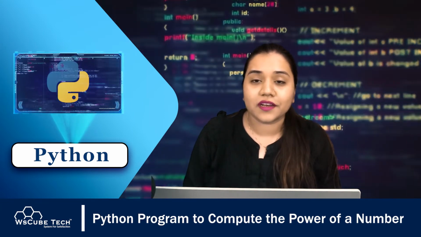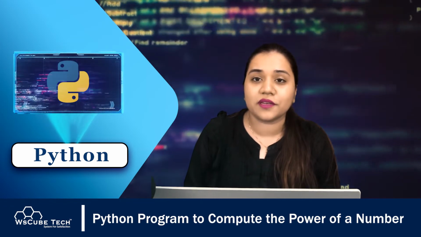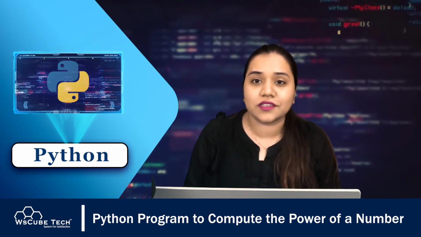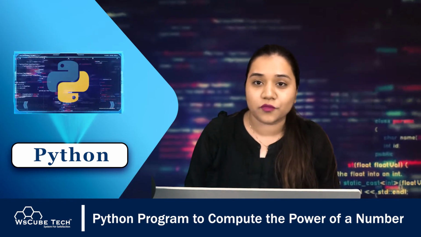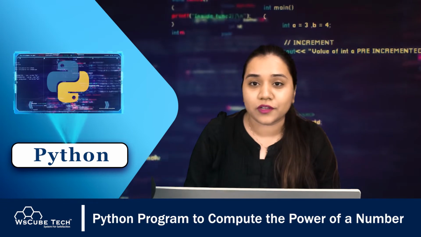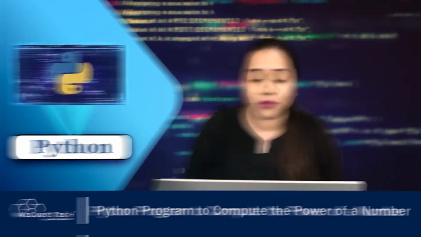This can be obtained in Python by 4 methods. Our first method would be using the while loop. The second method would be using the for loop. The third method would be using the power function, and our fourth method would be using the exponentiation operator. So we'll be looking at all 4 methods one by one. First of all, let's talk about how we will do it with the while loop.